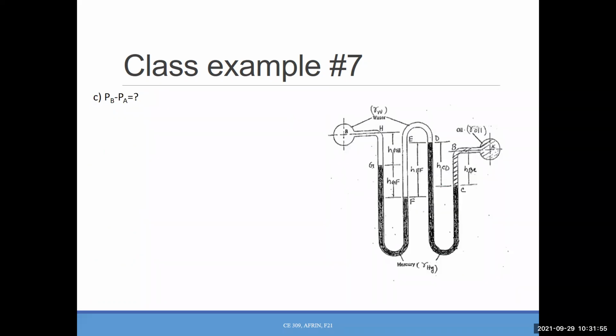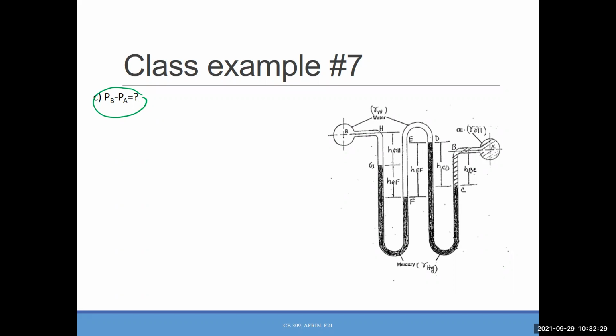Okay. So, are you seeing this one? We have already multiple loops here. And there is no point here which is open to atmosphere. That means we don't know pressure at any point. So that's why instead of getting an exact pressure value, they are asking you to find PB and the difference between PB and PA.